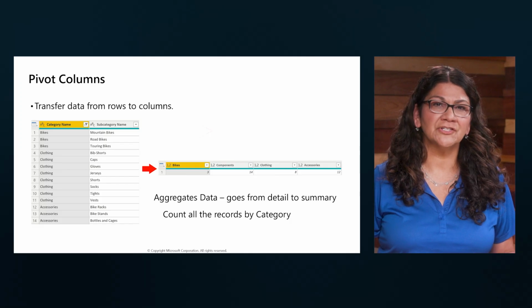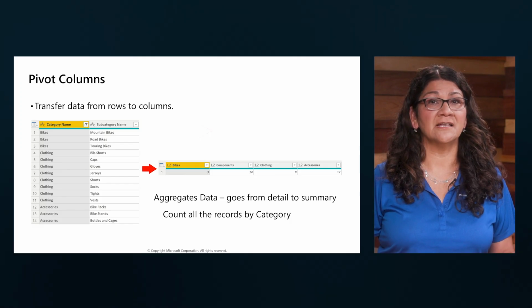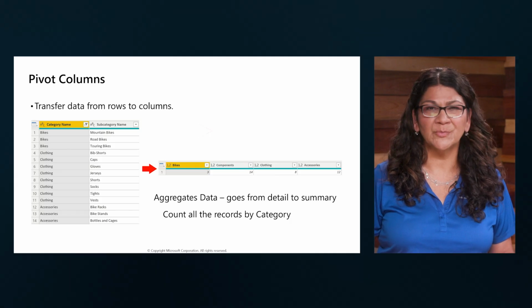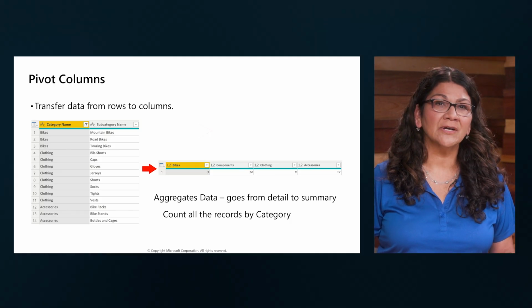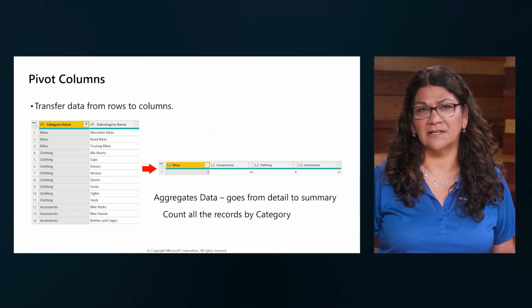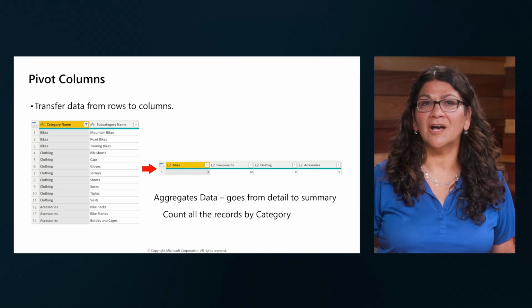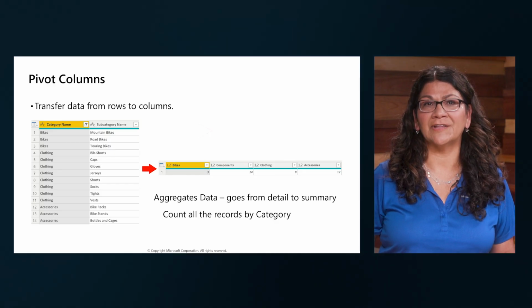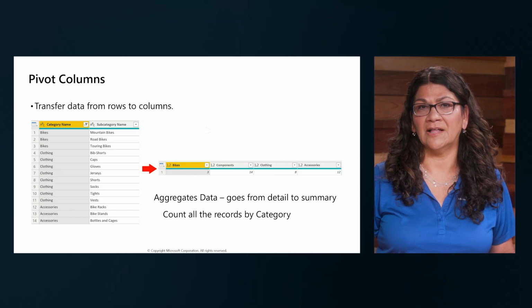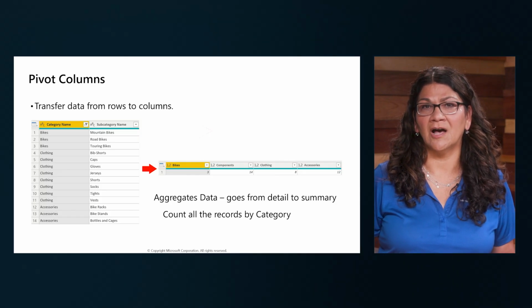If the data that you're shaping is flat, in other words, it has a lot of detail but it's not organized or grouped in any way, the lack of structure can complicate your ability to look for patterns in your data. You can use the pivot column feature to convert your flat data into a table that contains an aggregate value for each unique value in a column.